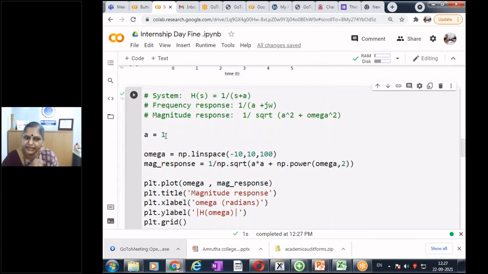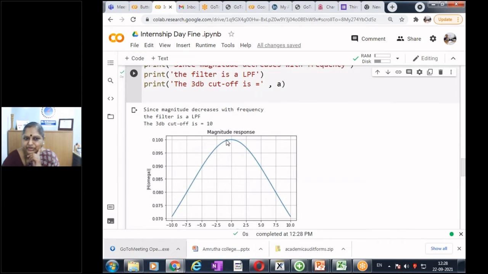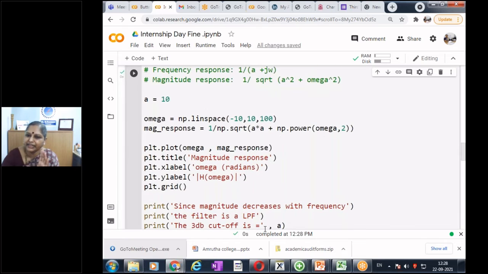If I make A as say 10, then what happens? Let me run it for A equal to 10 and see what I get. See what is the value at 0? It is 100. What is the value at A equal to 10? This is 0.1 and this is 0.707. So once again we have the 3 dB cutoff at 10. Is it clear? We have taken a simple first order system, and we are observing that it is a low pass filter with this cutoff.